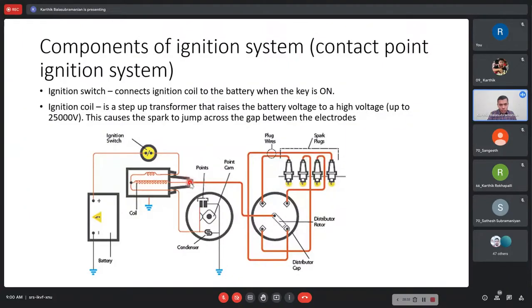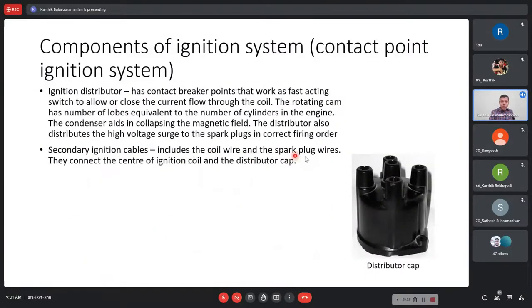This one, you see, which comes out of the ignition coil and goes to the distributor, and all the cables that are connected to the spark plug, these are called secondary ignition cables. Those are bold in color. You're able to see some of the cables are thin, some are thick, right, in the diagram? Those thick cables have to carry high voltage power. They include the coil wire and spark plug wires. They connect the center of the ignition coil and the distributor cap, and they have to carry this high voltage current.